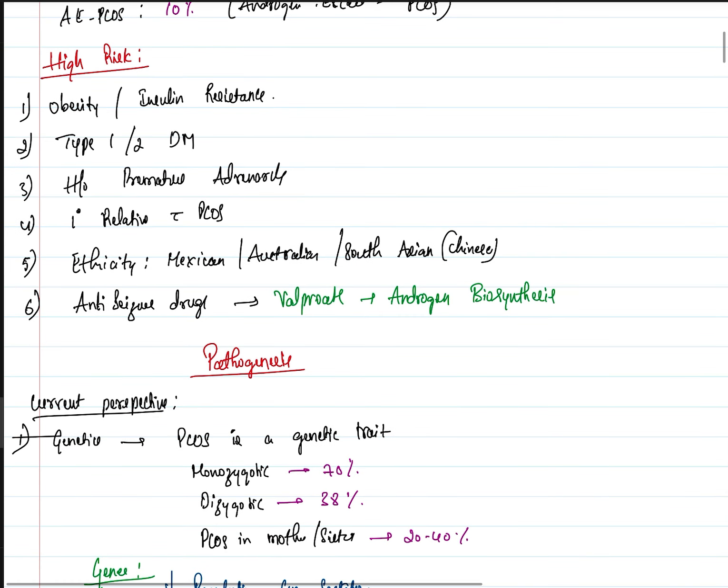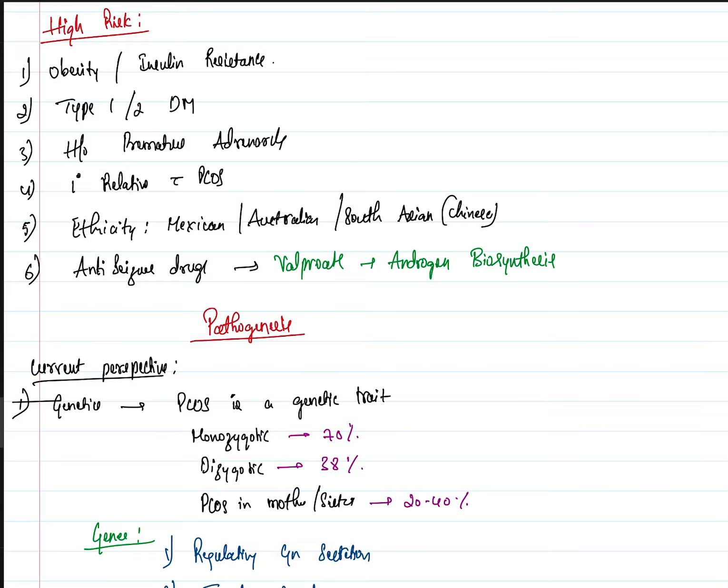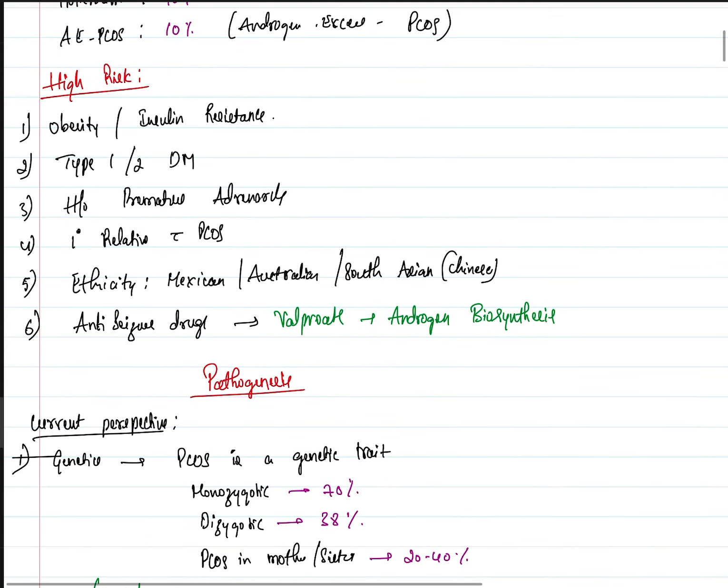Mostly, it will be a woman who is obese, which leads to insulin resistance, type 1 or type 2 diabetes, or history of premature adrenarche, and a family history, a primary relative with PCOS. Any ethnicity belonging to Mexican, Australian, or South Asian, mostly Chinese, and certain drugs like anti-seizure valproate, which leads to androgen biosynthesis. These are the high risk women.